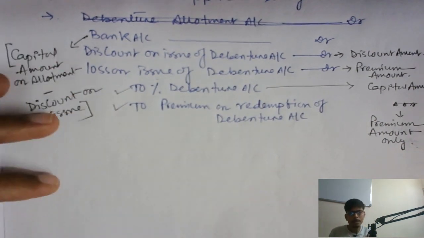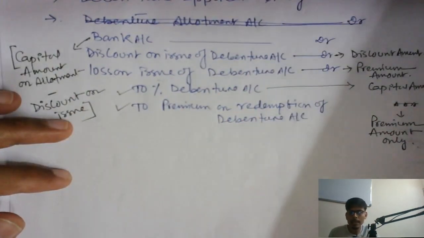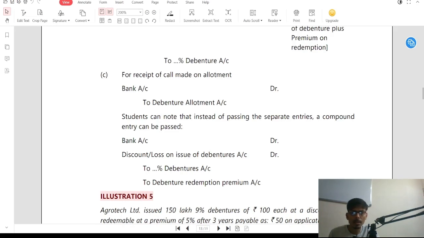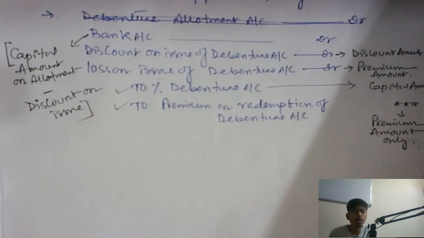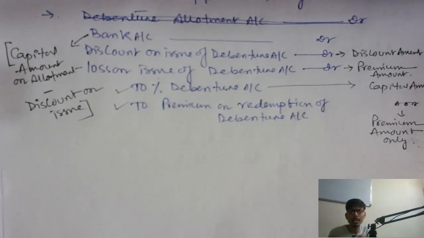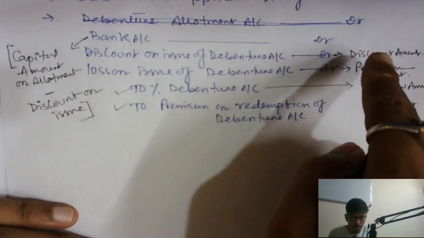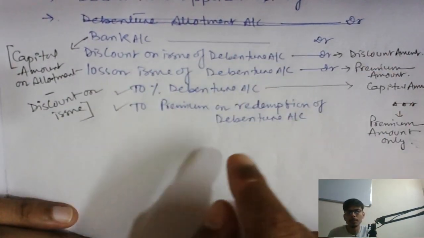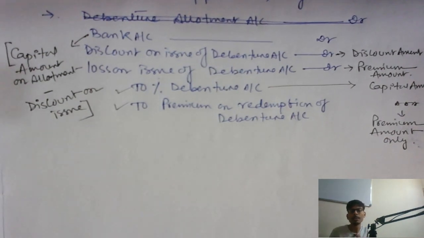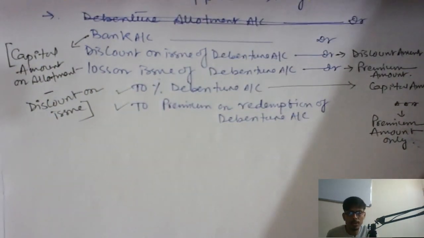And see in the books, if you see, they have made only single entry regarding the single account regarding the discount or loss on issue of debenture. I made 2 separate accounts so that it will be very much convenient for you to make a clear cut idea. Discount on issue of debenture, discount amount, loss on issue of debenture, premium amount. Okay, completed. This is the completion of the 5th part, that is the issued at discount and premium, redemption at premium. Now let's do one sum.